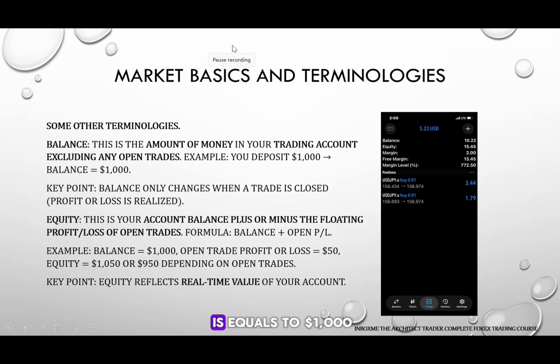An example is balance equals $1,000. Then the open trade profit or loss was $50. So my equity would have either been $1,050, if my particular trade was in profit. But if it was in loss, my equity will now be $950. Right? So it depends on the open trade, whether it was in profit or loss.